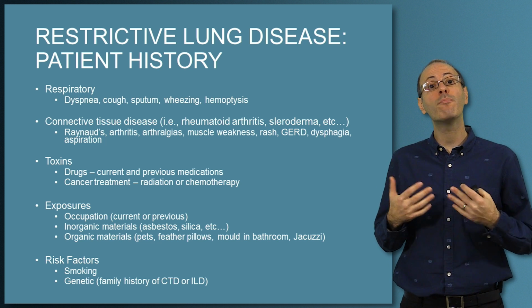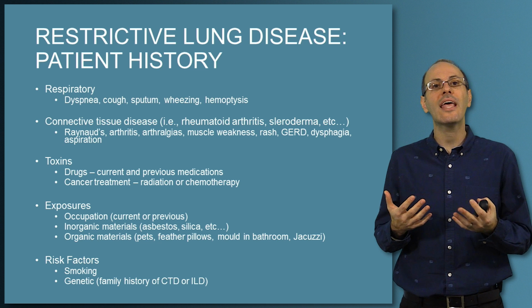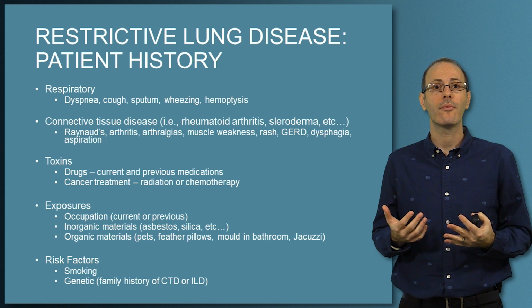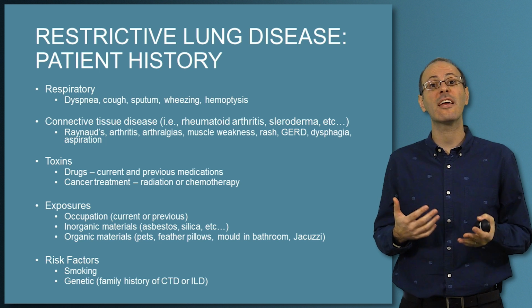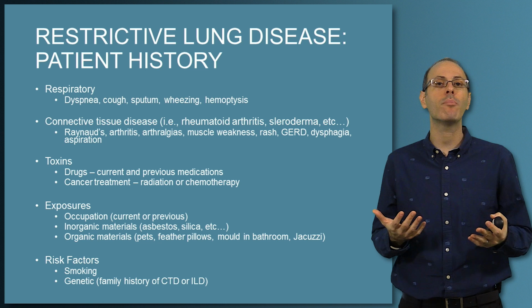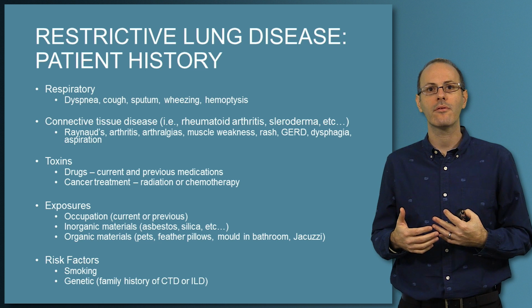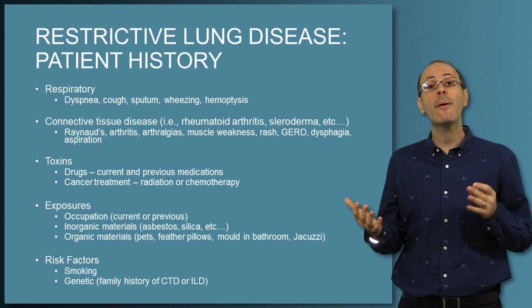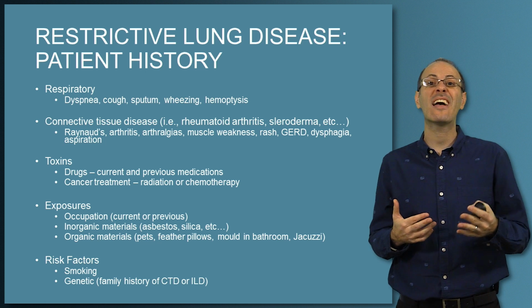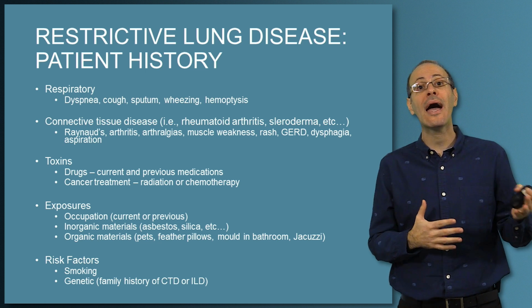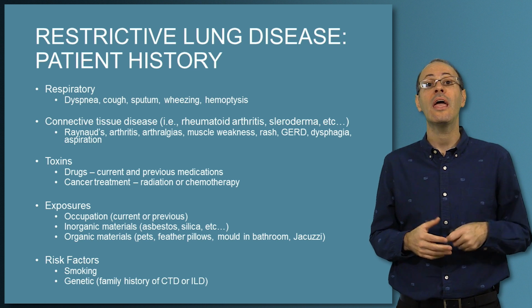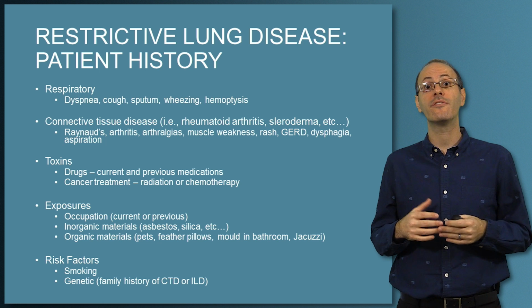We also ask about exposures because we know that some drugs and environmental exposures can cause interstitial lung diseases. So we ask about toxins like drug exposures and cancer treatments because radiation and chemotherapy also cause interstitial diseases. When we're talking about drugs, it's not just about talking about drugs they're on now, but also about asking about medications they may have been on in the past that might have left them with scarring in the lungs. The same holds for the next category, which is exposures.